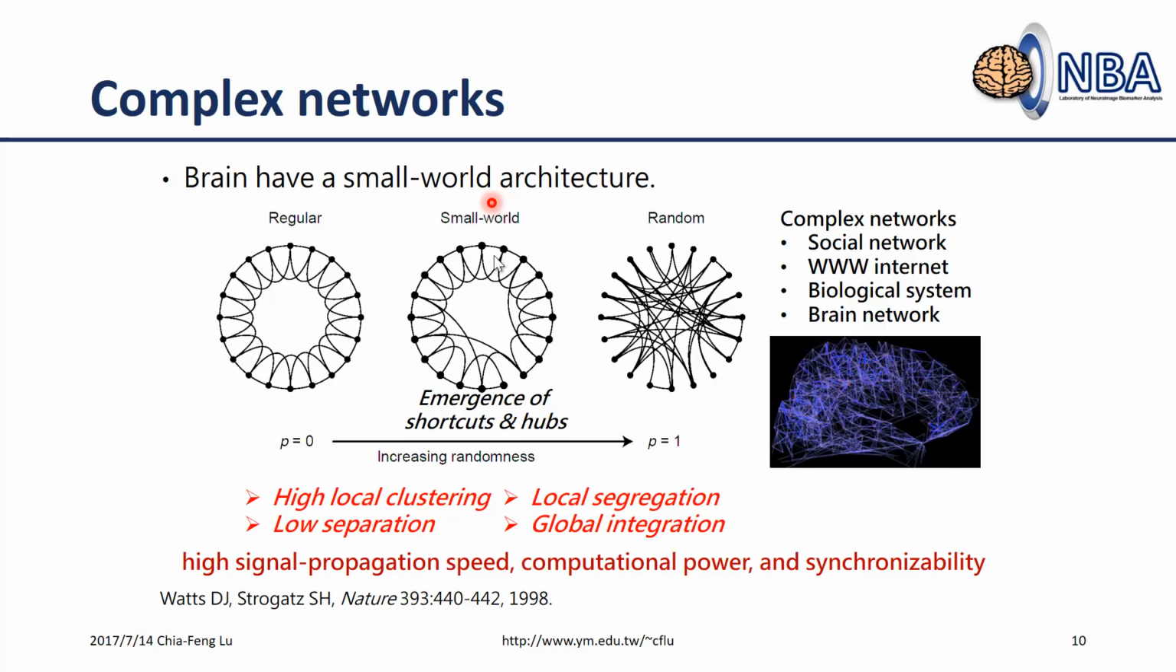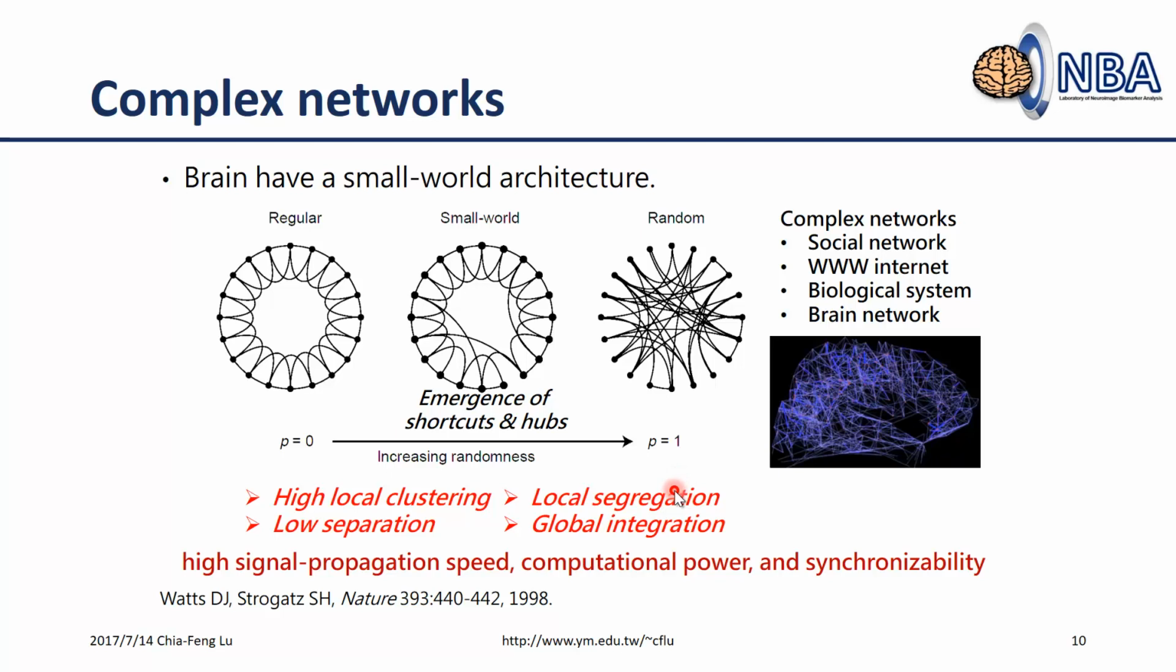Okay. So this small world architecture is an alternative term for the brain network, because our brain network actually fulfills the criteria for the small world. What are the criteria for the small world? High local clustering. That means you have clusters or modules in our brain that segregate the brain regions within small anatomical locations. This is what we call local segregation.